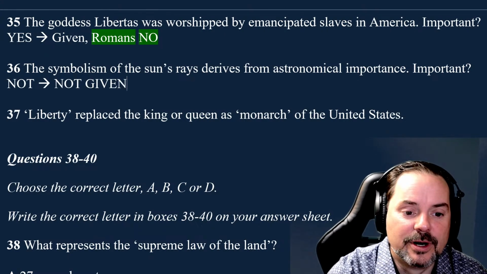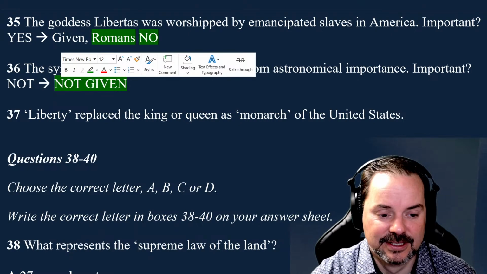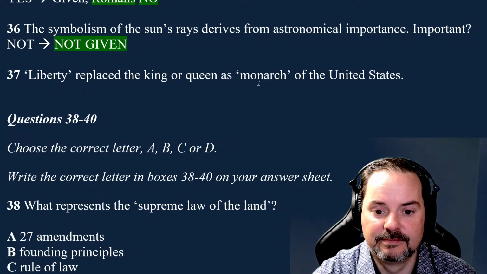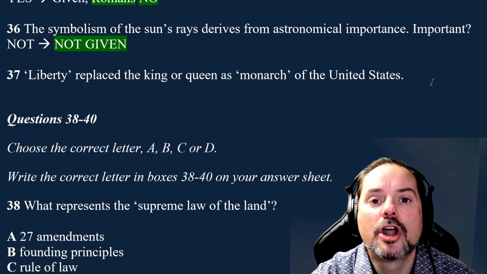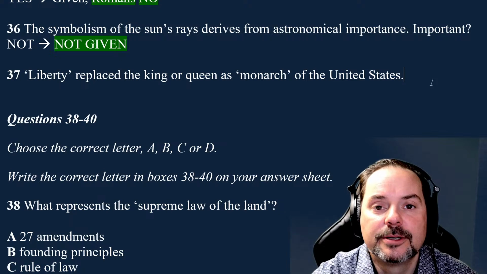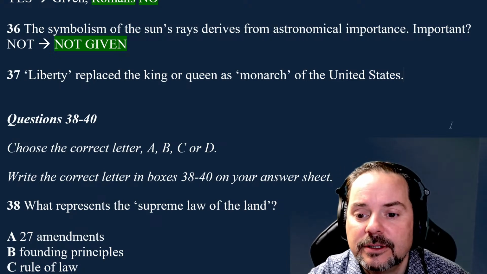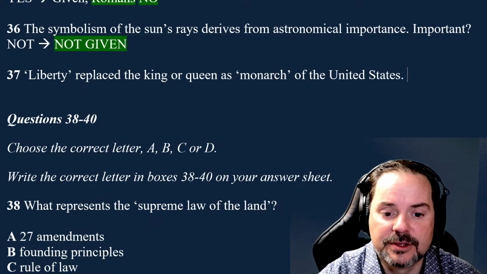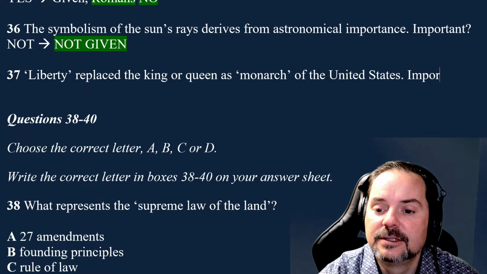Okay, one more. 37. Go ahead and read that for me, please. "Liberty replaced the king or queen as monarch of the United States." Yep, and it's not "monark," it's monarch. It's a k sound, monarch. Okay, just repeat after me, James. Monarch. Monarch. Okay. Important: liberty, freedom, replacing the king and queen as the leader or the monarch of the United States.